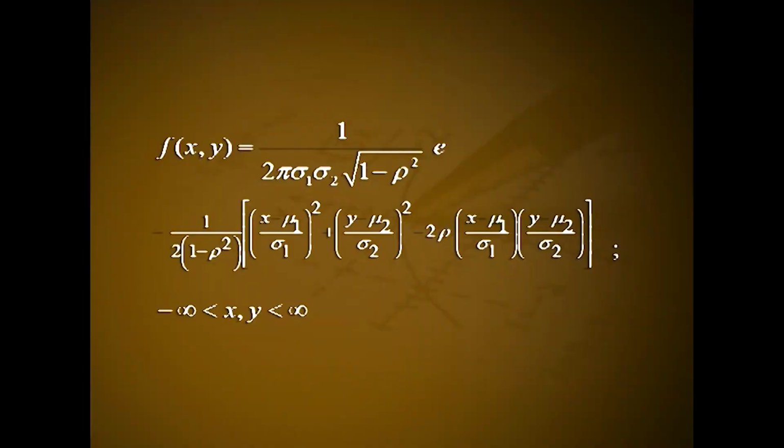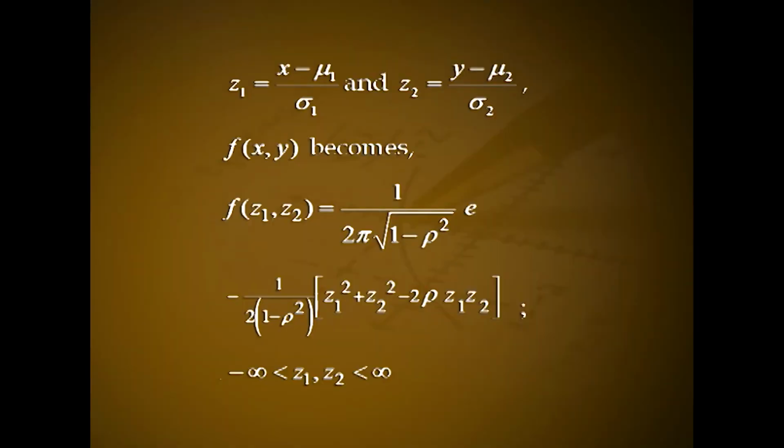Then the PDF of the bivariate normal distribution f(x, y) is equal to 1 divided by 2 pi sigma1 sigma2 square root of (1 - rho²) times e raised to minus 1/(2(1 - rho²)) times [((x - mu1)/sigma1)² + ((y - mu2)/sigma2)² - 2 rho ((x - mu1)/sigma1)((y - mu2)/sigma2)], for minus infinity less than x, y less than plus infinity.